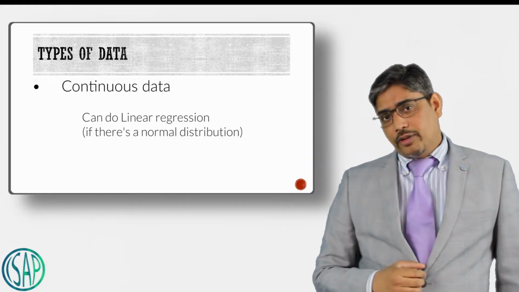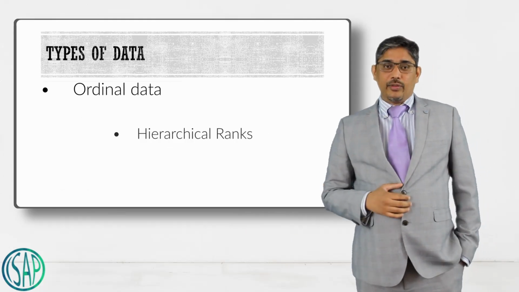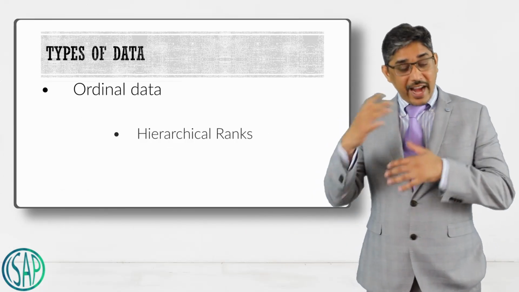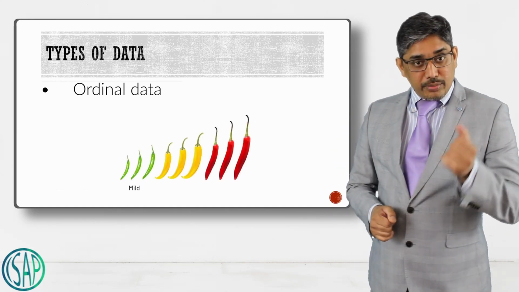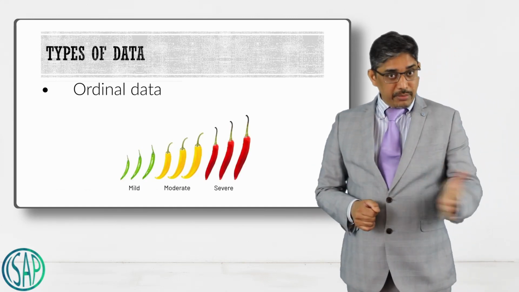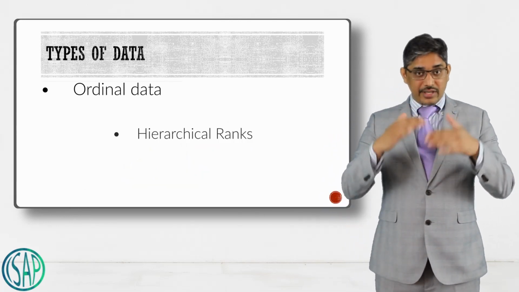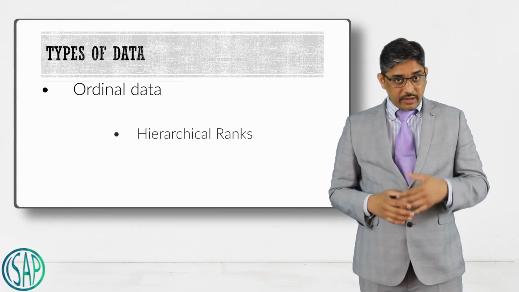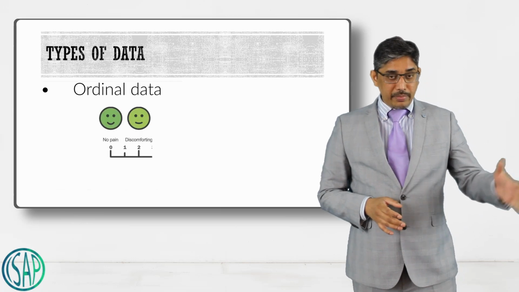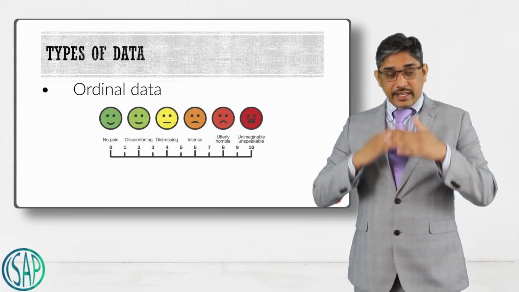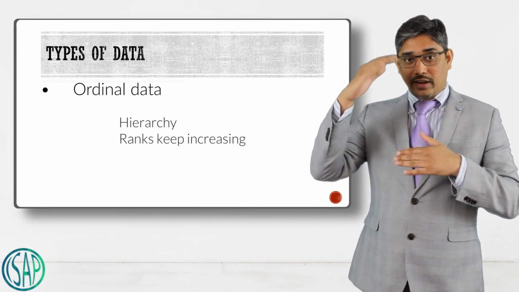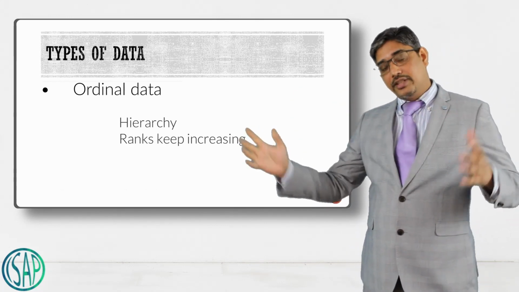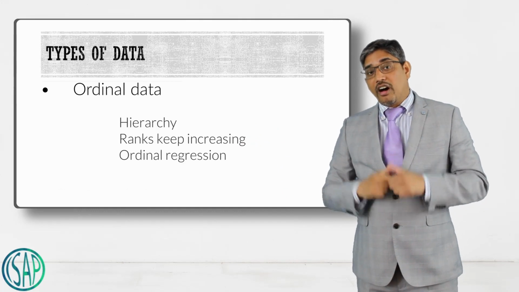The other type of data you encounter is ordinal data, where there is a hierarchy. There are ranks. Go to the supermarket, you open the chili packet, mild hot, moderate hot, and severe hot. There is a labeling on it. So there is a rank hierarchy that you can have in scores like, for example, pain scores: mild pain, moderate pain, severe pain. The rank is increasing as you go higher and higher. So with this type of data, you can actually do an ordinal regression.